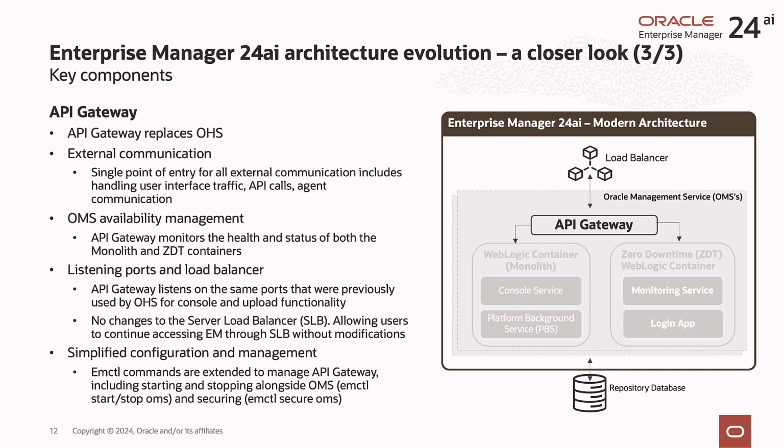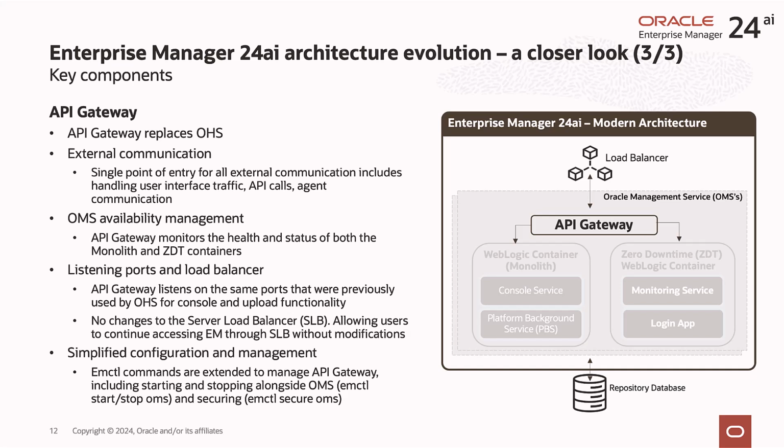Also, in the context of upgrade, when you're upgrading from 13.5 to 24ai, whatever port was consumed by the OHS in your previous version, the same port will be used by the API gateway once you upgrade your system. And also, there is no change at the load balancer level. So after your upgrade, your end users will continue to access the load balancer without any modifications to it.